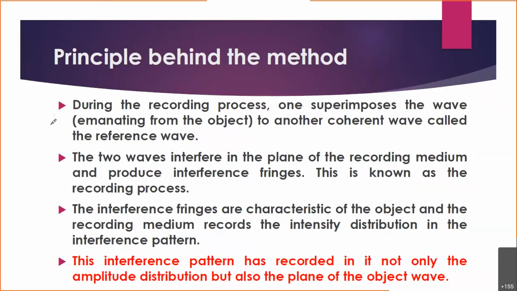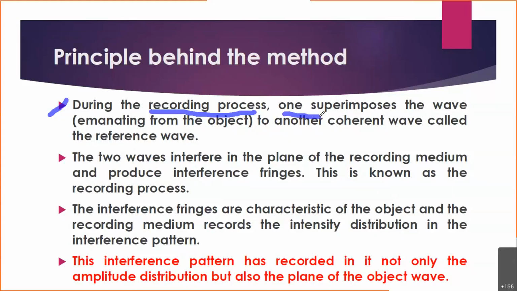One is the recording process, which you see over here. Sometimes people call the second one the reconstruction process. So this is the recording process, and the second is the reconstruction process. During the recording process, which is step one for the hologram, interference has to be there. For interference, you require at least two waves.